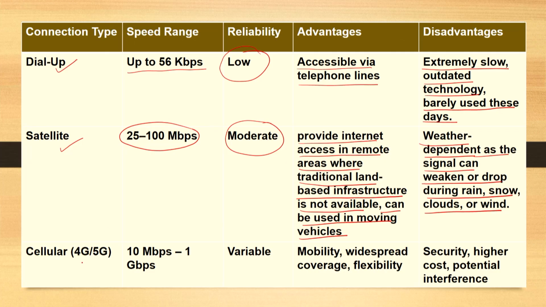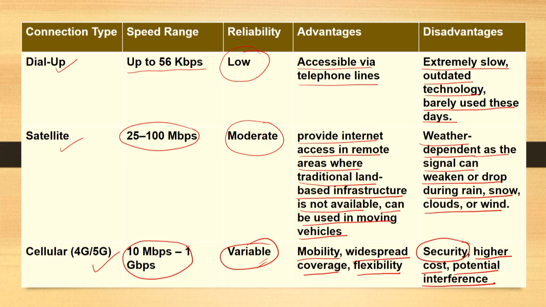Another connection type is cellular 4G or 5G. Its speed ranges from 10 Mbps to 1 Gbps. Its reliability varies, so we cannot say that it's low, high or moderate. The advantage is that it provides mobility, has widespread coverage and provides flexibility, but security-wise you cannot say it's very secure. It is higher in cost and there is potential interference. So, this was all about the different connection types.